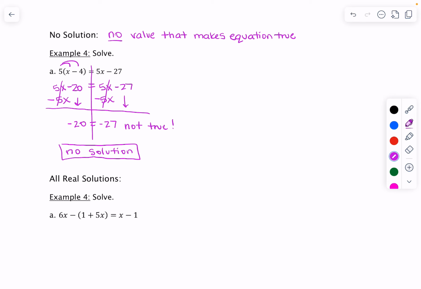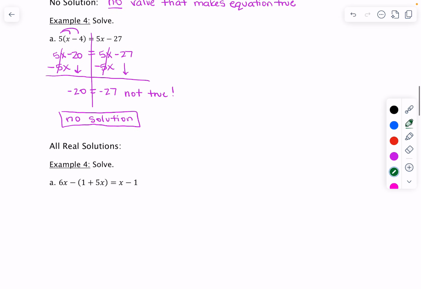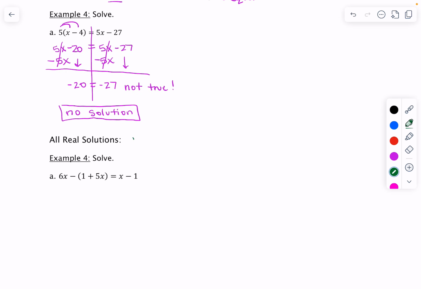We can have sort of the opposite. We can have equations that have any number will work. So that's called an all real solution. So any real number, and we've talked about real numbers before, so any real number that makes the equation true. And here's what this looks like.